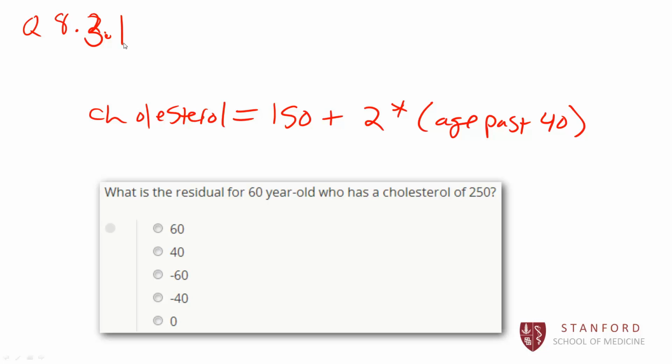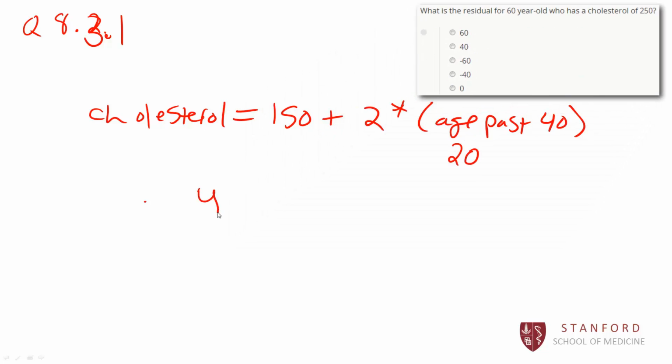So we're given here that we have a regression equation. Cholesterol is equal to 150 is the intercept, 2 is the slope. Our units here are age past 40. So if we have a 60-year-old, then we would say his age past 40 is 20, so we'd plug 20 into the model. That would give him a predicted value, a yi hat, of 190.